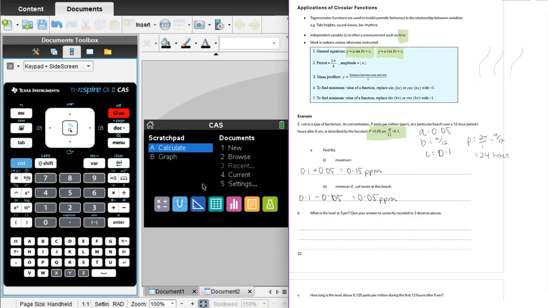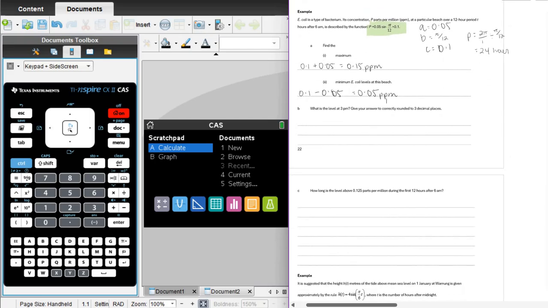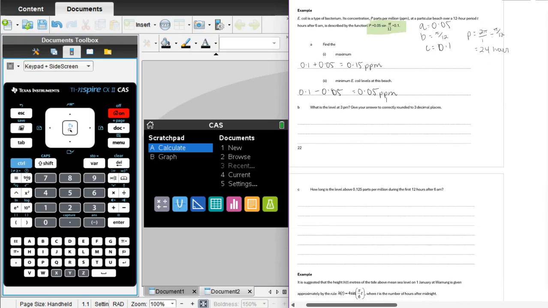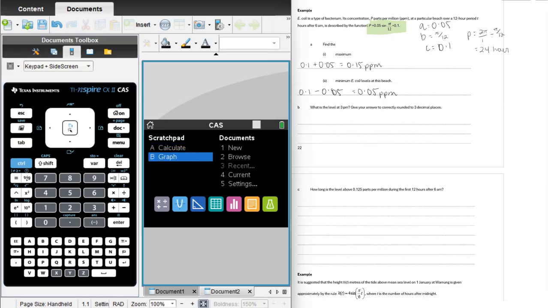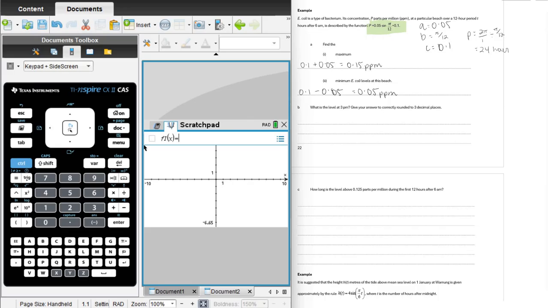Now, if we want to find the level of bacteria at 3 p.m., you have two options for this. The first is that you can use your calculator or you can graph it. Now, the later question here asks us how long it's above a certain level. So you can just use your graph for both of these points here. Now, I would suggest don't use a graph pad. Actually open up a document. It's a lot easier to keep track of that way when you're in something like a test.